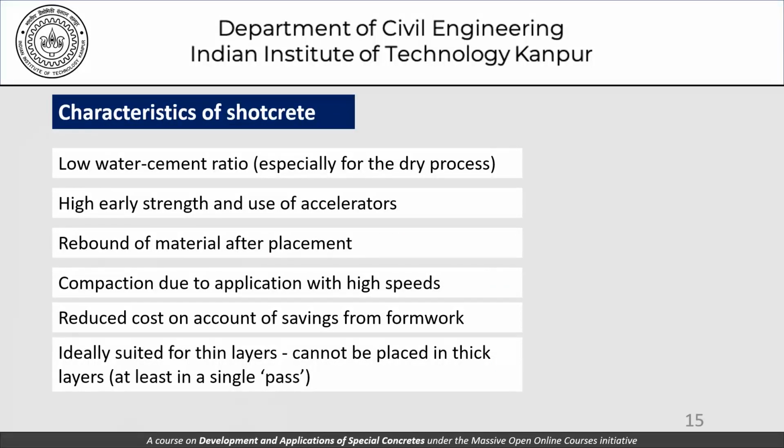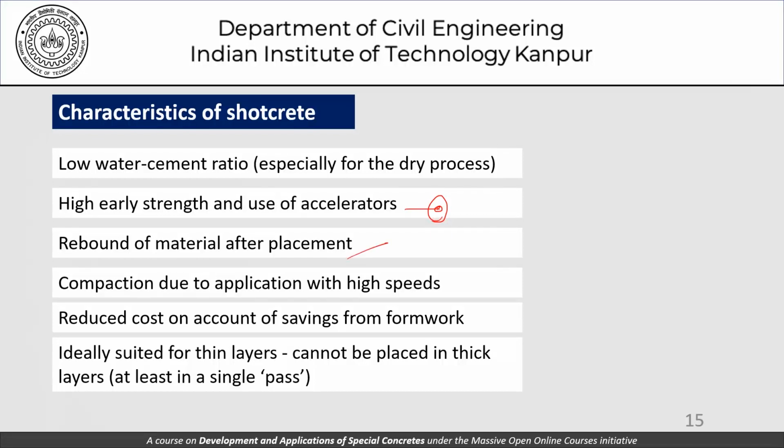So as far as the characteristics of shotcrete are concerned: low water to cement ratio, especially for the dry mix, high early strength and use of accelerators. This is something which is very important because the more time the concrete takes to set, the more is the real danger for the concrete falling off or moving away from where it is supposed to be, or moving away from the state of placement.